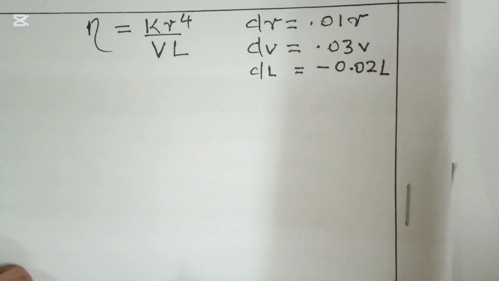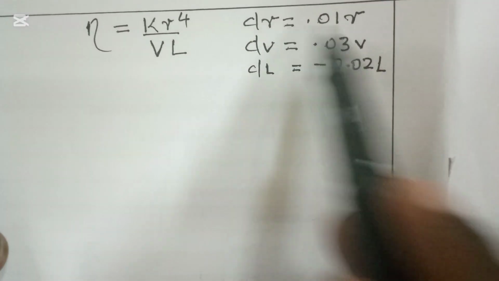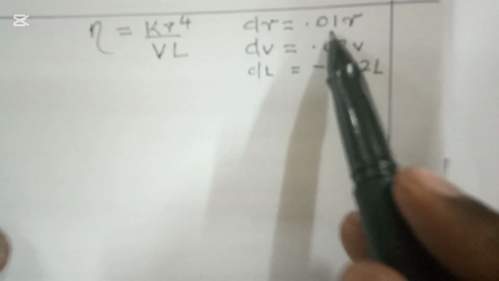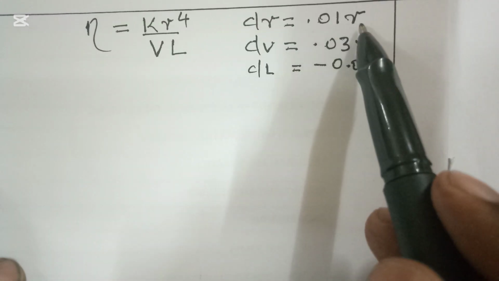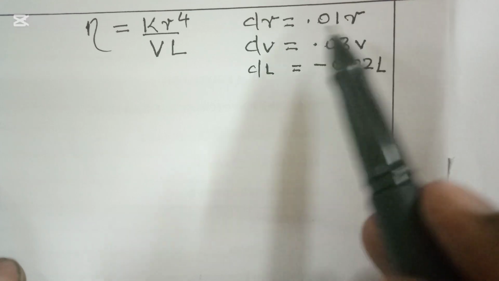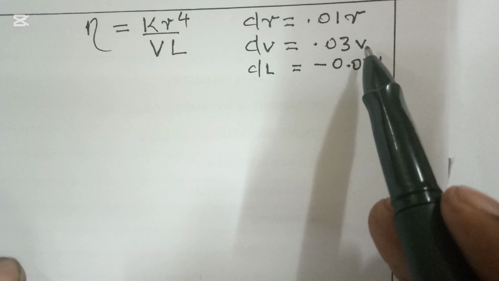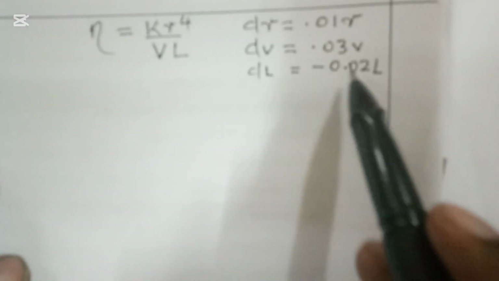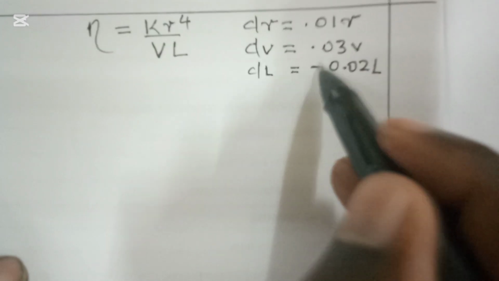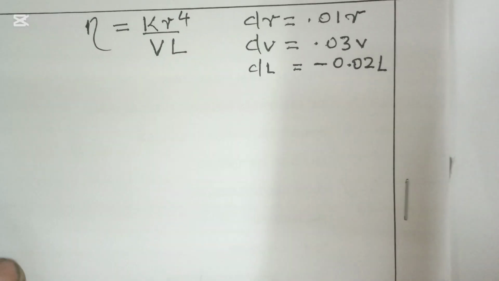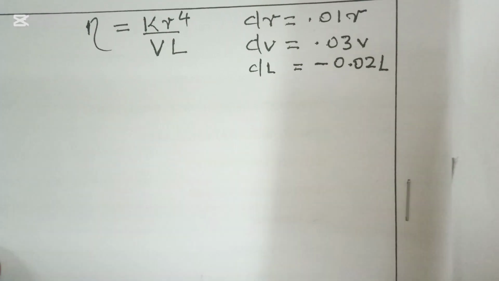So guys, I have written those details down here. We are told R increases by 1%. Every time we say 1%, we mean 1% of R, that is of the original. For dV it is 3% of original V, and for dL it is a 2% decrease. This represents a decrease of the L. Now we come and write our equations here.